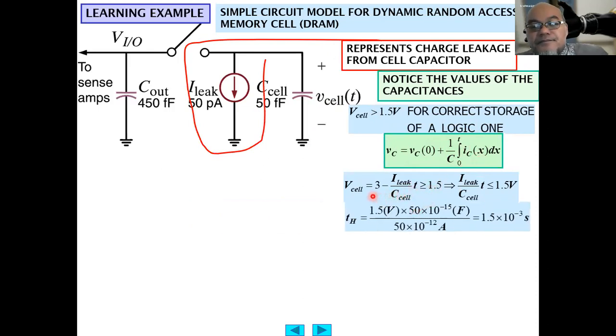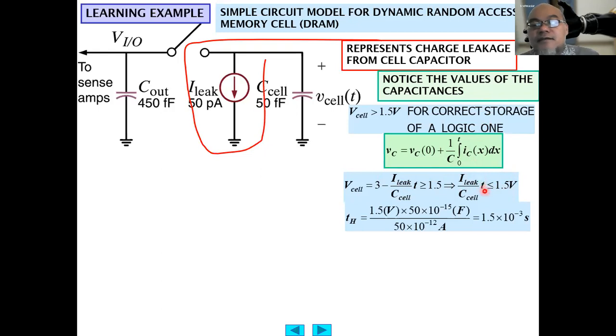So the V cell, if the initial value of the voltage of the cell is 3 volt, minus I leak over the capacitance of the cell times t, the value of this integration, should be larger than 1.5 volt in order that a logic 1 value can be stored correctly. So from here, we obtain that I leak over C cell times t should be smaller than 1.5 volt.